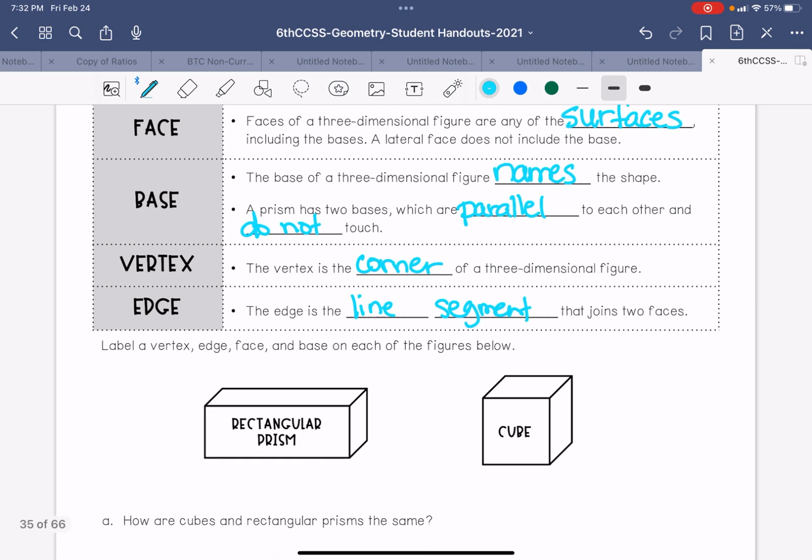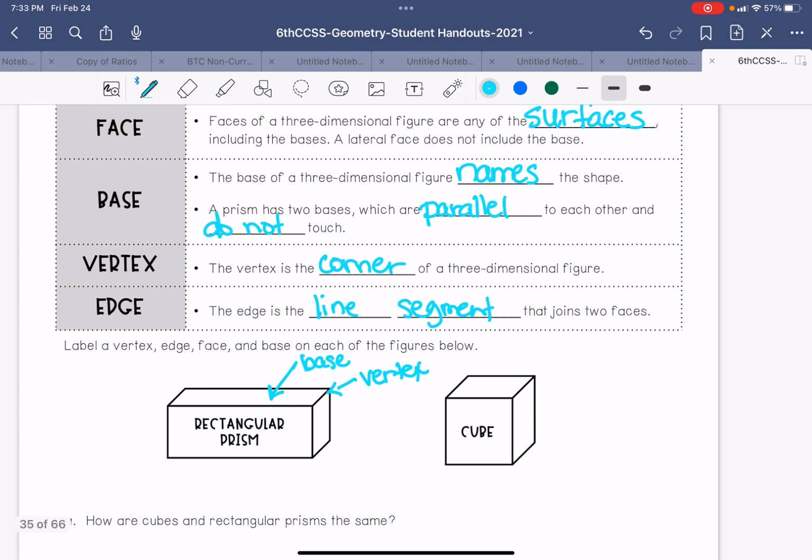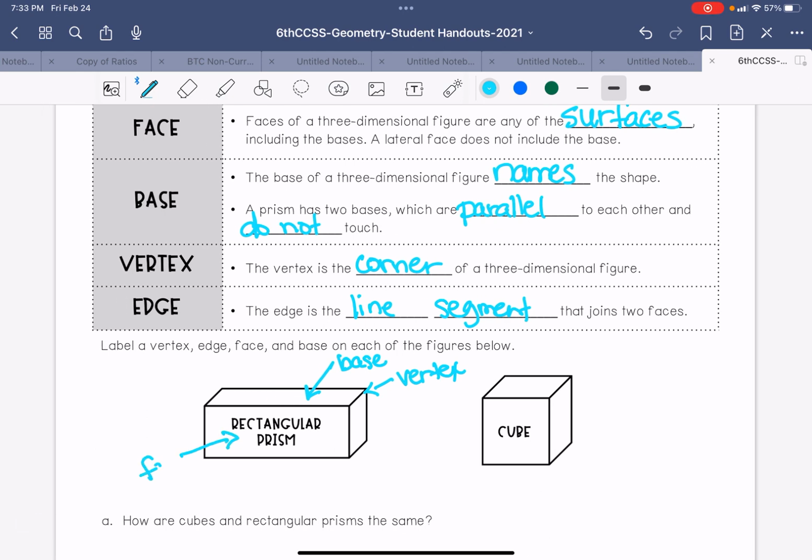So if we look at the pictures below, we're going to label the bases, which would be, this is a base, this is a vertex, the corner, this is a face, and this is an edge. This shape is a rectangular prism because the bases are rectangles. This shape you recognize probably as a cube.